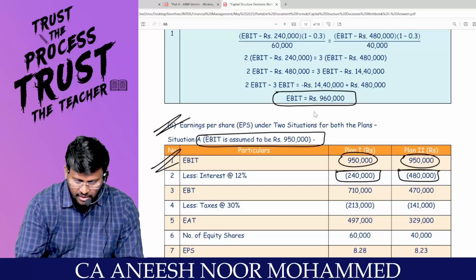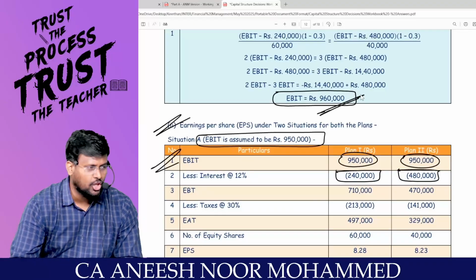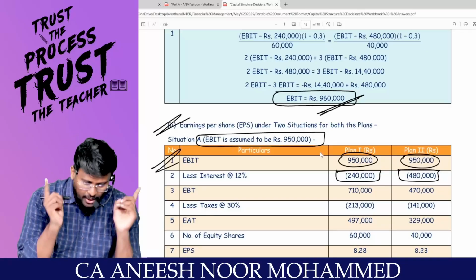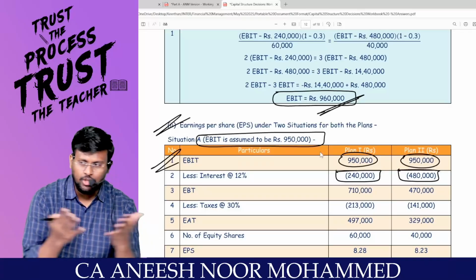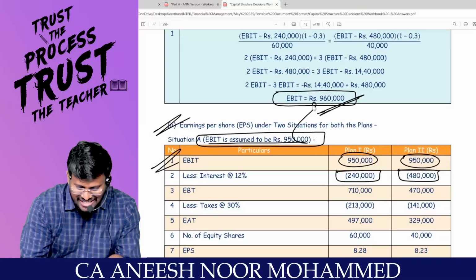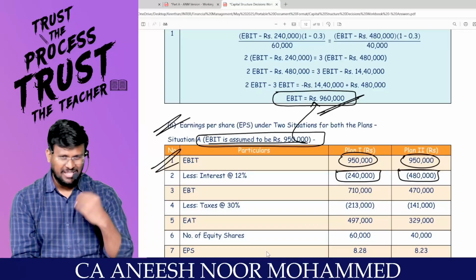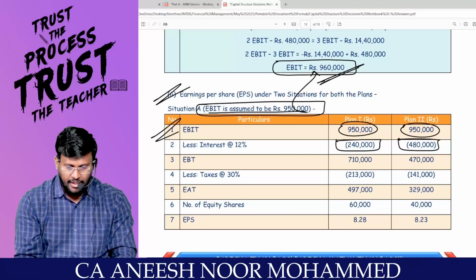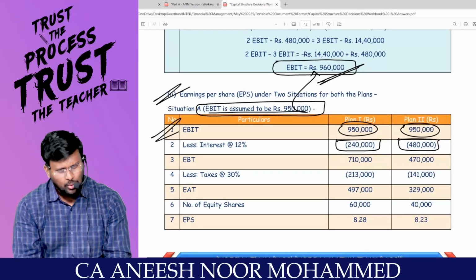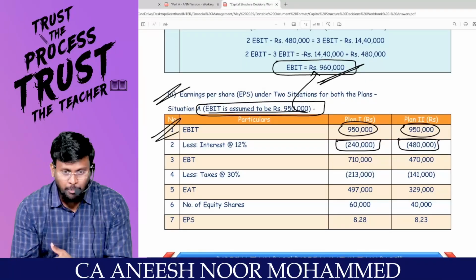Wait, sir. You got an EBIT of 9,60,000. That is the indifference point, where both options are one and the same. So I am assuming EBIT to be 9,50,000, which is less than the indifference point. Some assumed figure. Can I take 9,40,000? Anything less than 9,60,000. I am going to prove something.